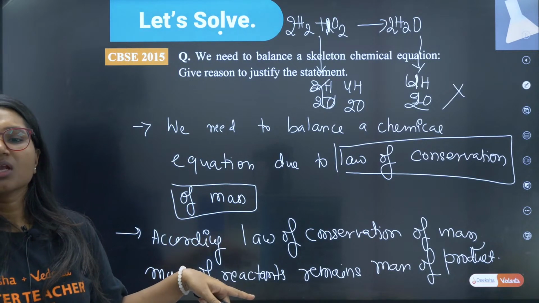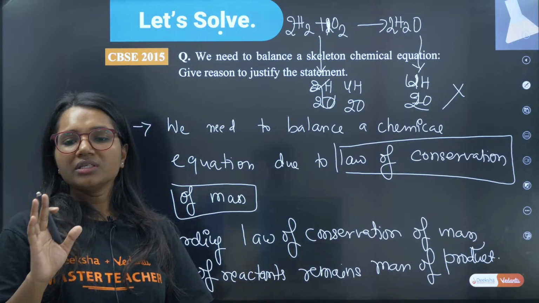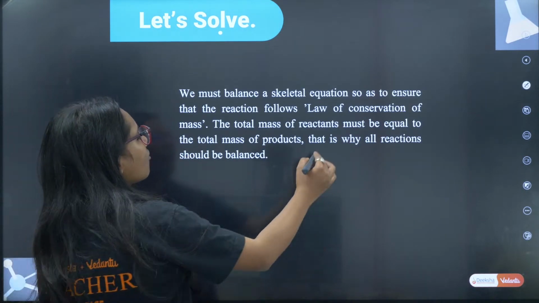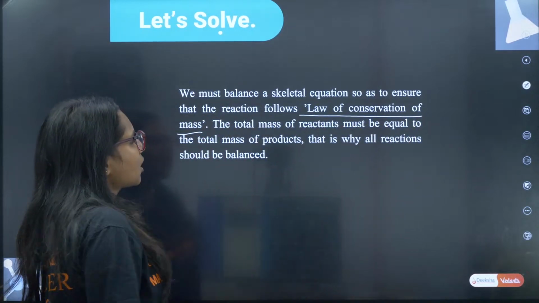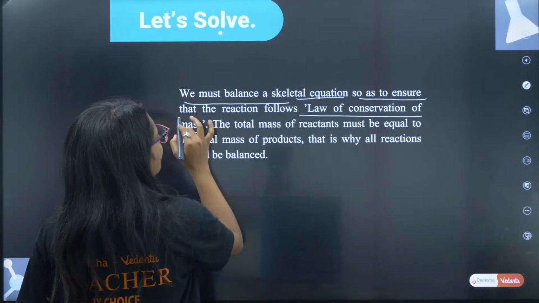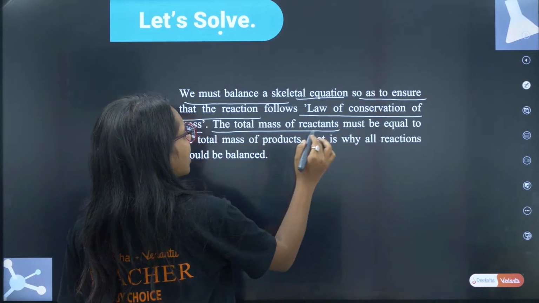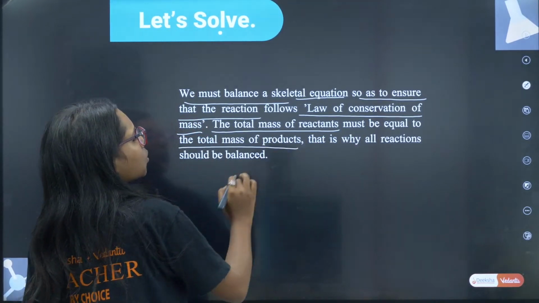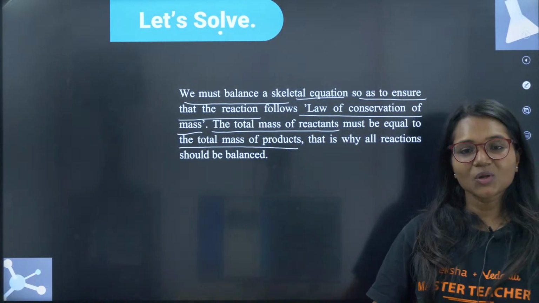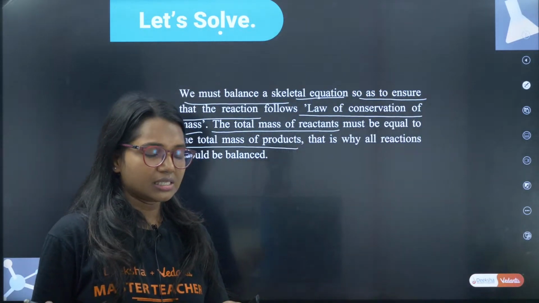Just have a look. This word should be there in your answer. You need to do the balancing to justify the law of conservation of mass. We must balance the skeleton equation to ensure that the reaction follows the law of conservation of mass. Total mass of reactants must be equal to total mass of products. That's why every reaction is balanced. Okay, fine guys. So here we have done all the questions.